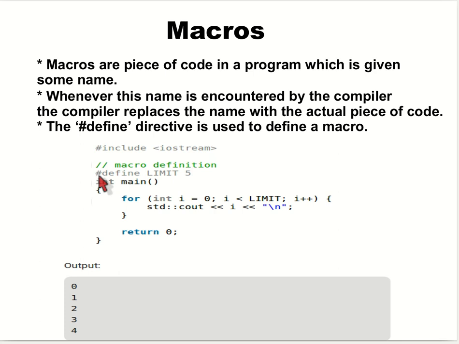Whenever we define like this, #define LIMIT 5, before the actual compilation, the preprocessor will convert this LIMIT into 5. So what will happen here? It will print i, that is 0, 1, 2, 3, 4.